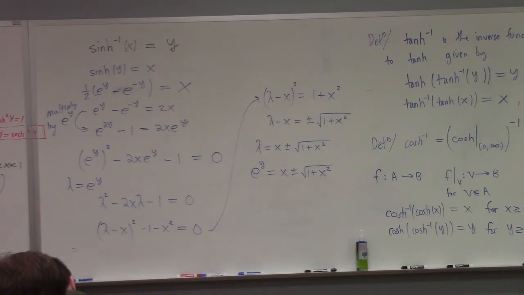So when you do algebra like this, sometimes you end up adding a solution that wasn't really there. That kind of solution is said to be extraneous, right?